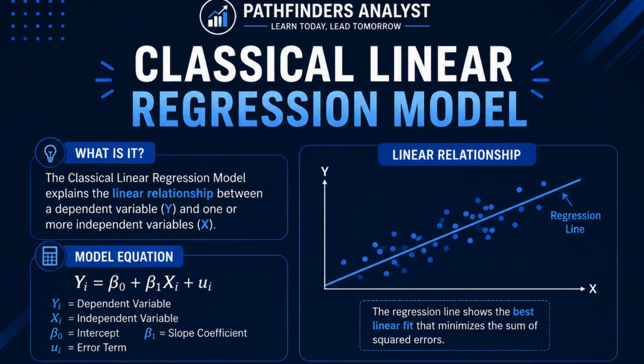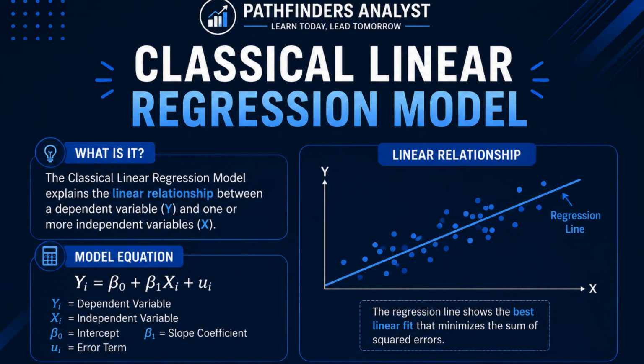1. Classical linear regression model. Let's begin with the classical linear regression model. The basic idea behind regression is that we want to understand the relationship between a dependent variable and one or more independent variables. For example, suppose we want to understand how income is related to years of education. Here, income can be our dependent variable, y, and years of education can be our independent variable, x.